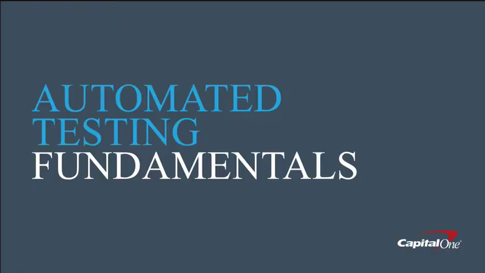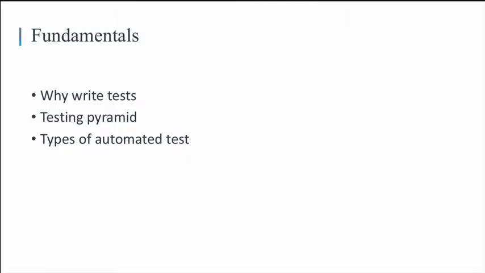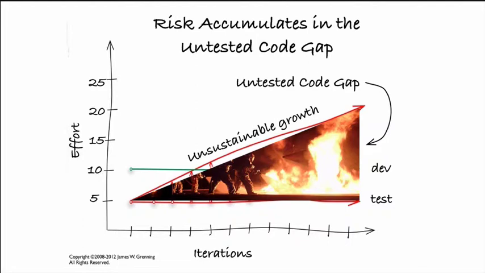So fundamentals. We're going to talk about why we write tests, the testing pyramid, and different kinds of automated test. So this graph is one of my favorite things. It describes how over time, as your app gets more complicated, you're going to add more and more features. Those features are going to interact with each other. And as you try and test all the different combinations in your app, you basically can't. You find that it takes longer and longer and longer. And if you don't add automated tests, you just grow more and more risk in your app.